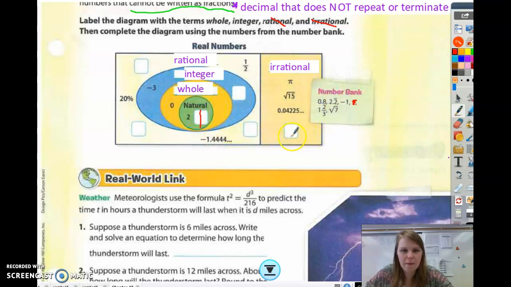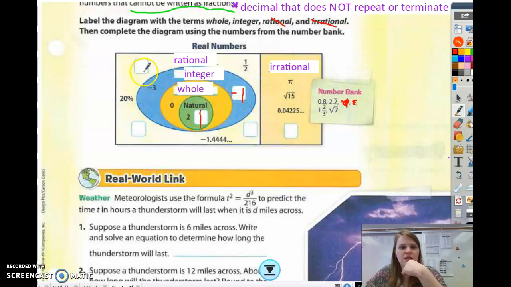What else do we have? Whole numbers are all of those, 1, 2, 3, 4, 5, and so on, and 0. Integers are all of those, but they also include negatives. Do you see anything else from our number bank that we could include in this spot? That's an integer, non-decimal, but it could be negative. I see negative 1. I think that's it. I'm going to cross that out and put it here.